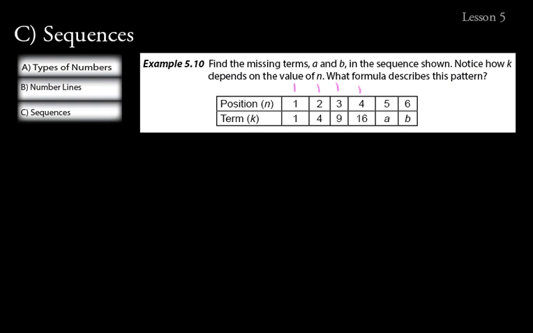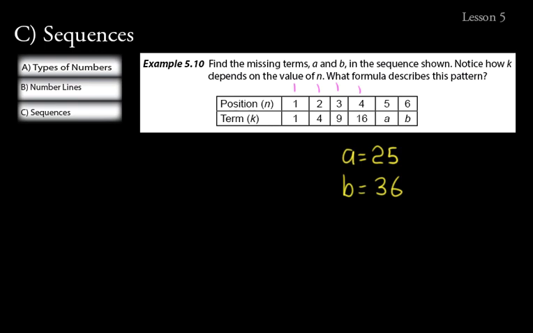So hopefully from that you can figure out, well, if the position is 5, then the term is 5 times 5, so A is 5 times 5, 25. And then B would be 6 times 6, 36. Okay? So what's the pattern there? What formula describes the pattern? So like in problem 9, we had a formula, K equals 2n. That's what a formula is. It's like an equation kind of thing.